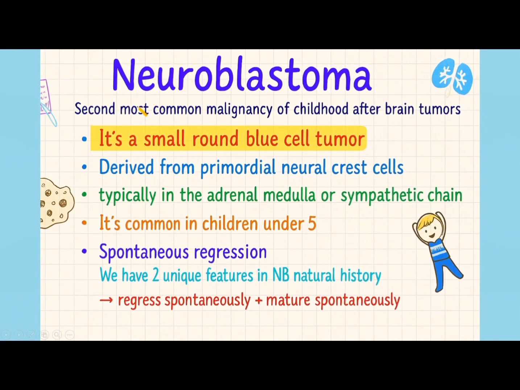Neuroblastoma is the second most common malignancy of childhood after brain tumors. It's a small round blue cell tumor which is derived from primordial neural crest cells. It's typically found in the adrenal medulla or sympathetic chain. It's common in children under 5, and we have two unique features in the natural history of neuroblastoma. The first one is spontaneous regression, and the second one is spontaneous maturation.